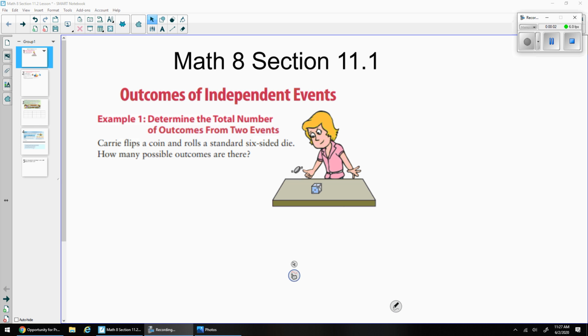Hey, grade 8's case section, what the, this isn't section 11.1, it's 11.2.